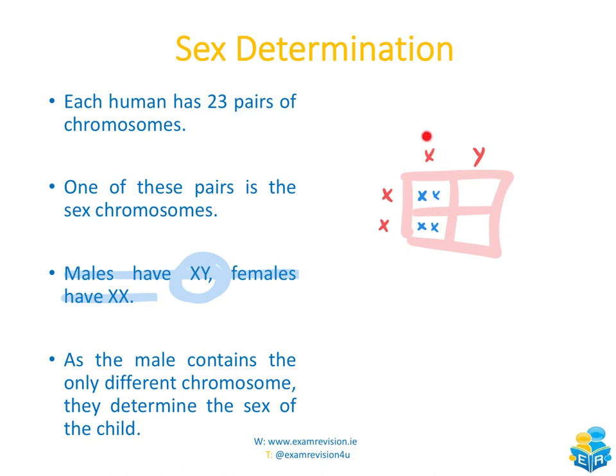Now that's only if the male passes off the X chromosome. Okay, that was how we will end up with all female offspring. But the minute a Y is introduced, these two over here are going to be male. So because it's the male that passes off the male chromosome, it's the male that determines the sex of the child.